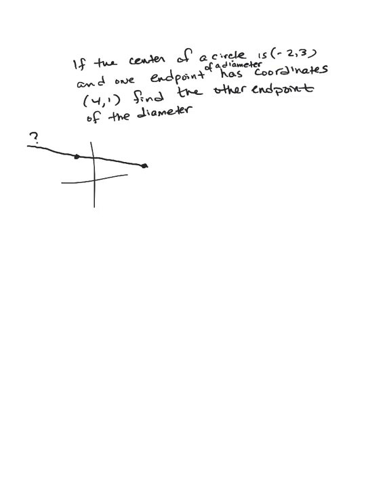So the center of a circle is the same thing as the midpoint of the segment, right? So we can just write the formula (x1 plus x2) over 2. That's going to equal -2, because that's the coordinates of the center, right? The x coordinate. (y1 plus y2) over 2 equals 3. Well, now I'm going to put in this point for x2, y2. Doesn't matter what you put in for. You can put in for either.